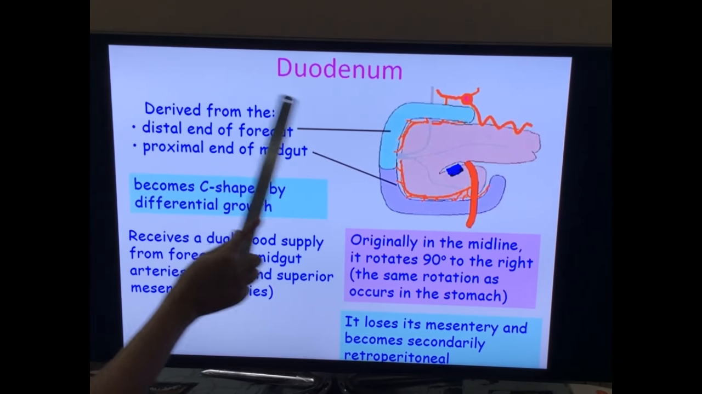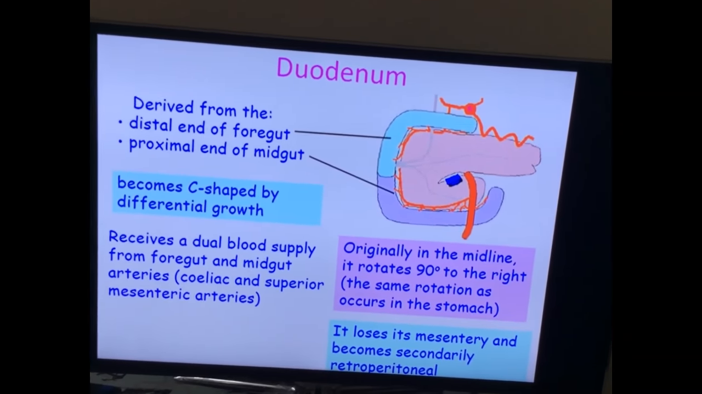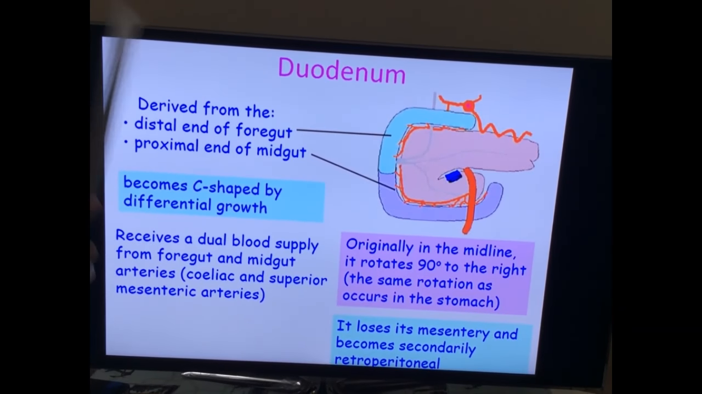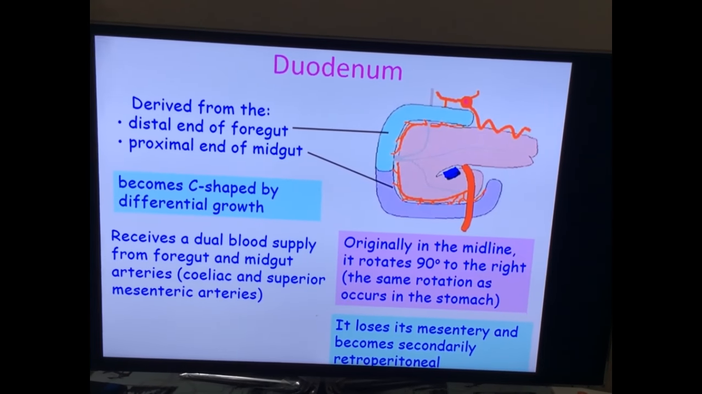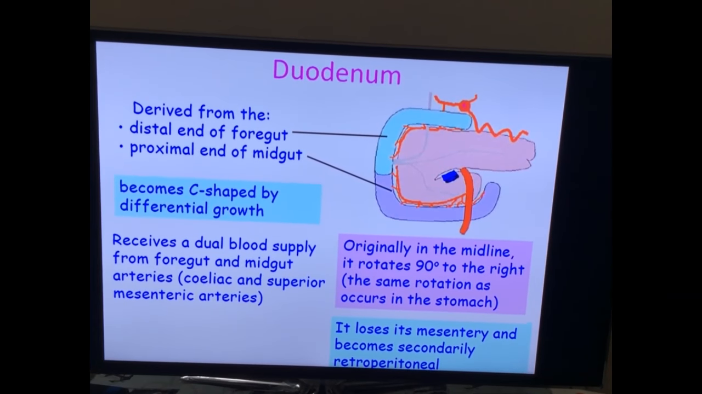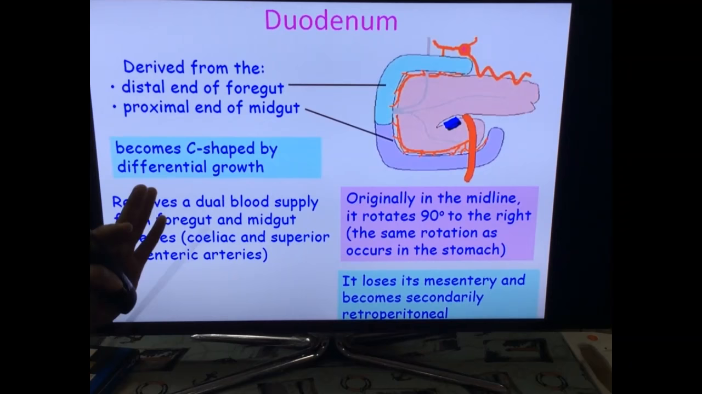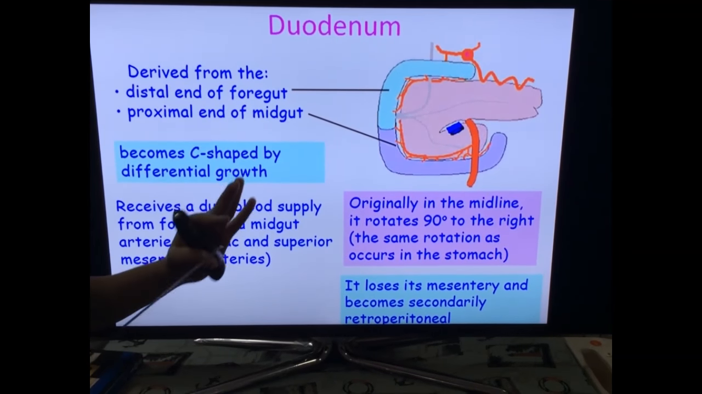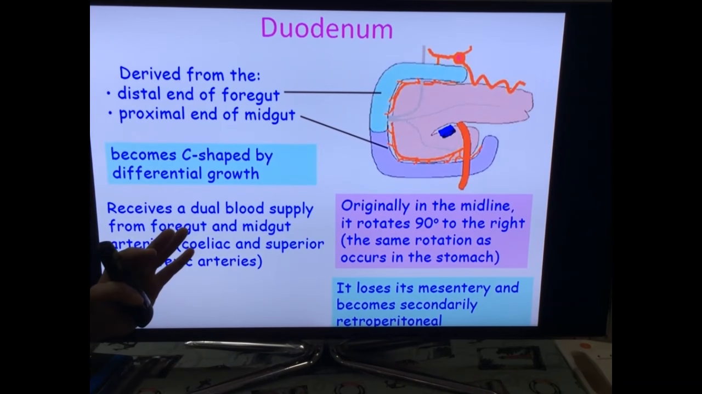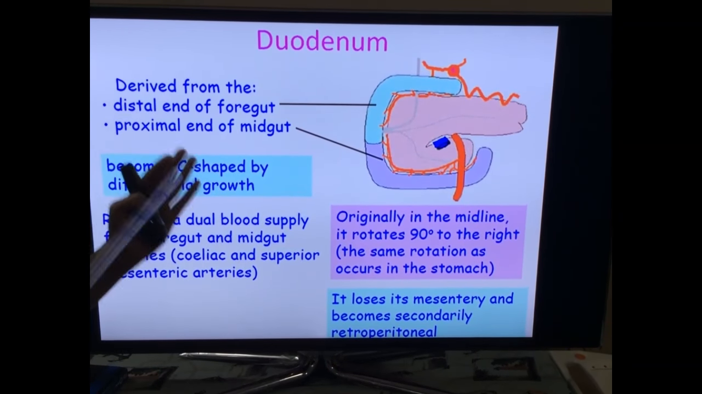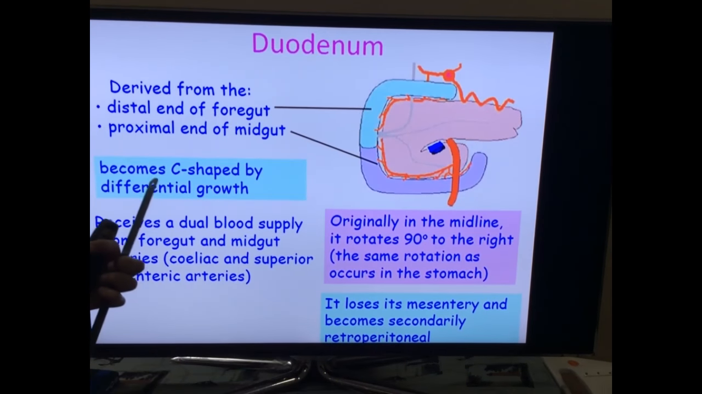So the duodenum is considered a secondary retroperitoneal organ because initially it was intraperitoneal. Due to the developmental changes, it has become retroperitoneal. There are some organs which are retroperitoneal initially, for example, the kidney. They develop in the posterior abdominal wall and are covered by the peritoneum only on the anterior aspect. So the kidneys are called primary retroperitoneal. Since the beginning they are retroperitoneal.